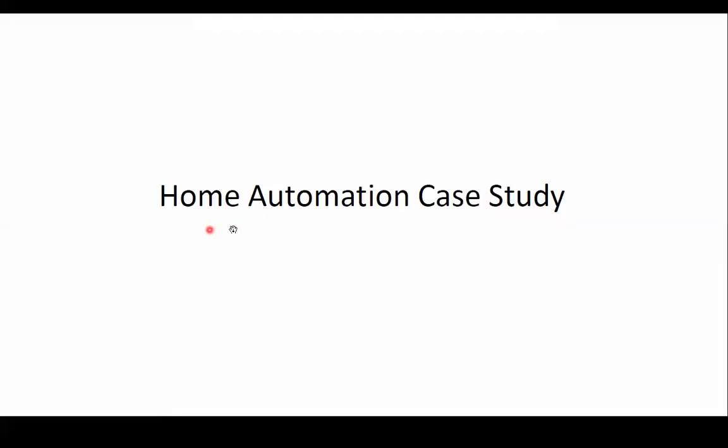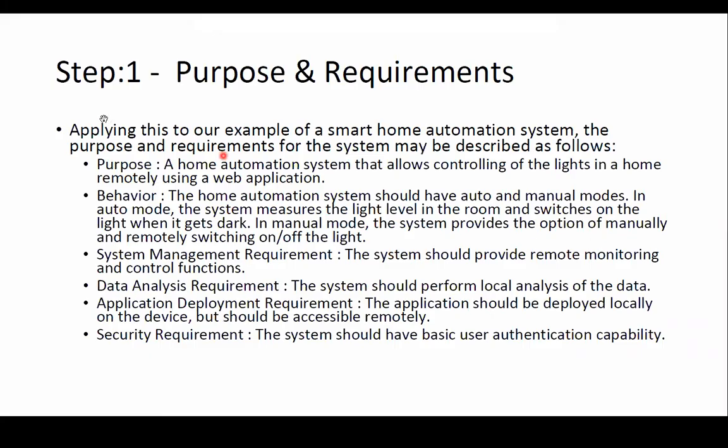Today we will see a home automation case study with the help of IoT design methodology. The first step of IoT design methodology is purpose and requirements. This step is implemented in the home automation system in the following ways. So what is the purpose of implementing a home automation system? A home automation system allows controlling of lights in the home remotely using a web application. This is the purpose of designing an IoT home automation system.